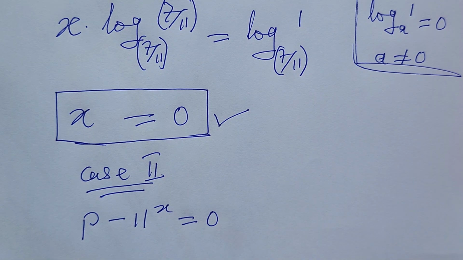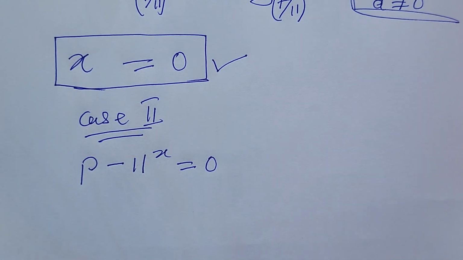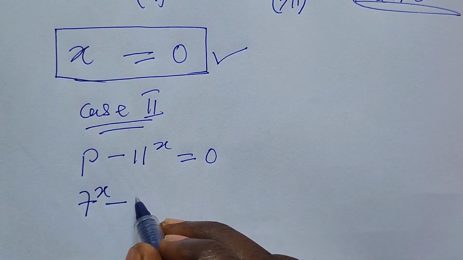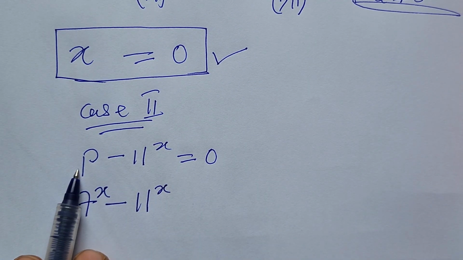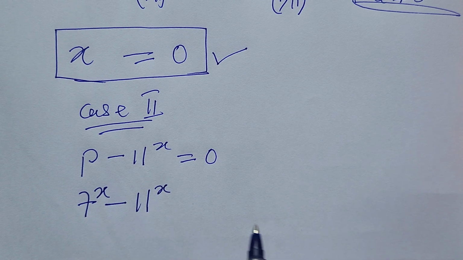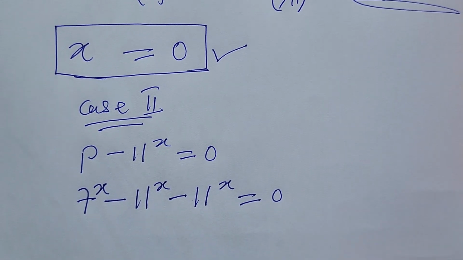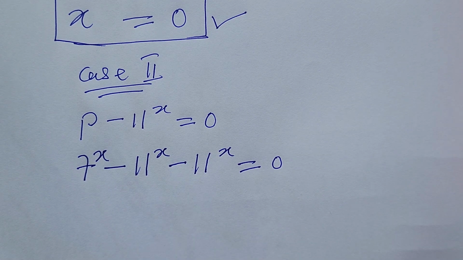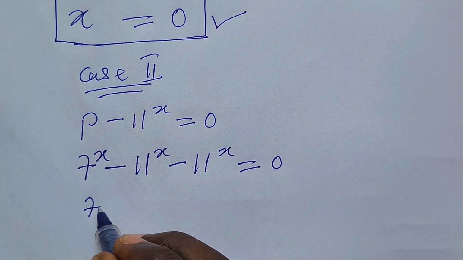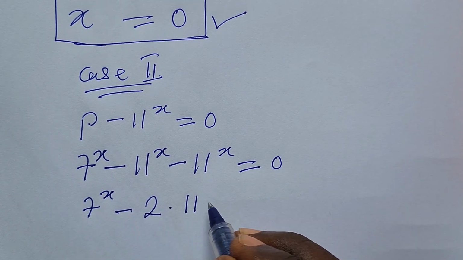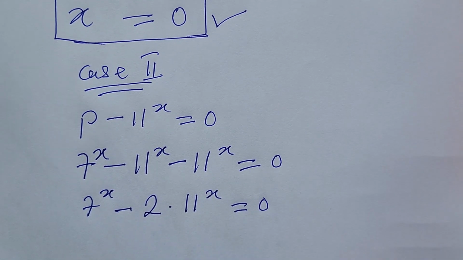P is given, or we said let p be equal to 7 to the power of x minus 11 to the power of x. So let's replace it here. This is going to give us 7 to the power of x minus 11 to the power of x for p, and here we have minus 11 to the power of x already, so minus 11 to the power of x, everything equal to 0. So this minus this will give us 2, right? So this is going to give us 7 to the power of x minus 2 times 11 to the power of x equal to 0.